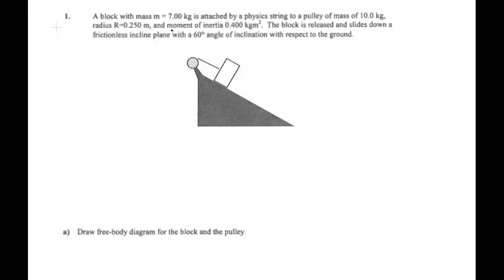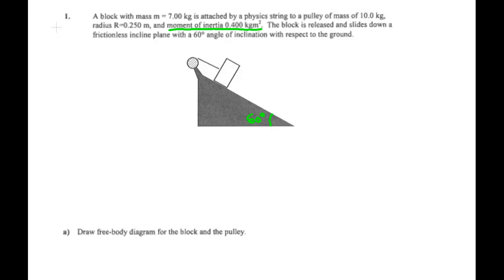The fact that they gave me the moment of inertia here tells me that this problem probably involves a non-uniform pulley, and so the formula 1/2 mr squared is not correct for it. I could check that since I have the mass and the r, but they've told me the moment of inertia. The block is released and slides down a frictionless inclined plane with an angle of 60 degrees of inclination, so this is 60 degrees with respect to the ground.